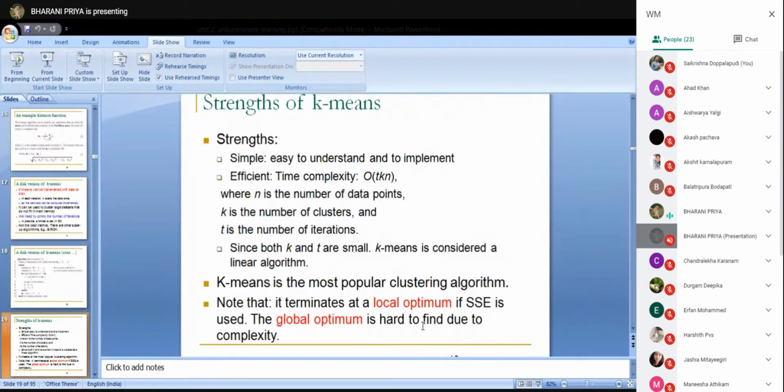The strengths of the K-means algorithm: it is simple to use, and the time complexity is given by big O of TKN, where T is the number of iterations, K is the number of clusters, and N is the number of data points. So the K-means algorithm is considered a linear algorithm as it has small values. And local optimum and global optimum.